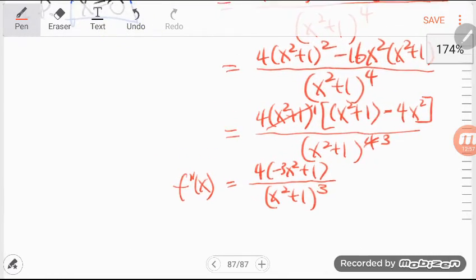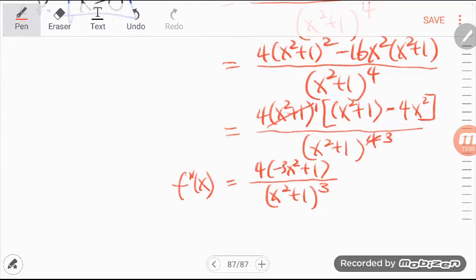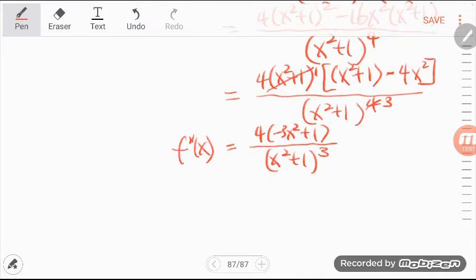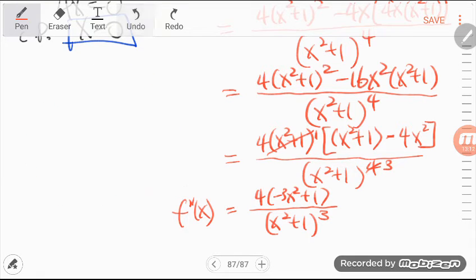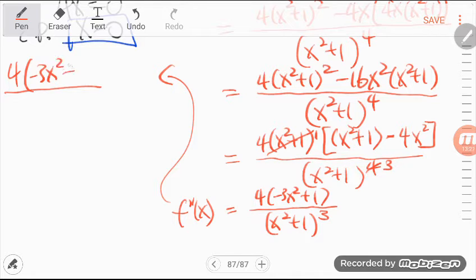Alright, that's the expression for my second derivative. That took us a while. So, same thing, let's try to find a critical point. So if I make this equal to 0, I'm gonna utilize my space over here, yeah? So I'm gonna bring this up here. So I will have 4 times negative 3x squared plus 1 over x squared plus 1 to the power of 3 equal to 0, right? That's how we find the critical point.